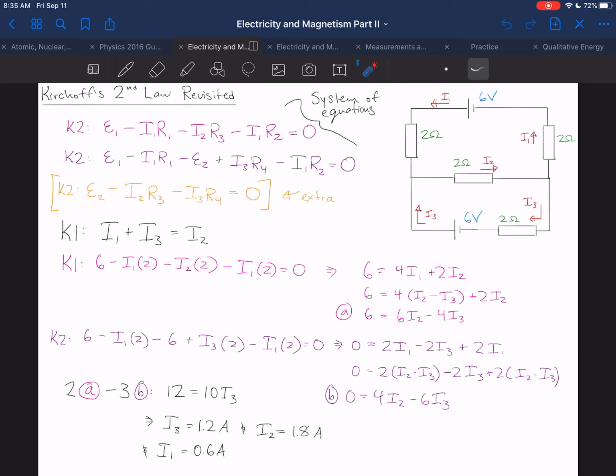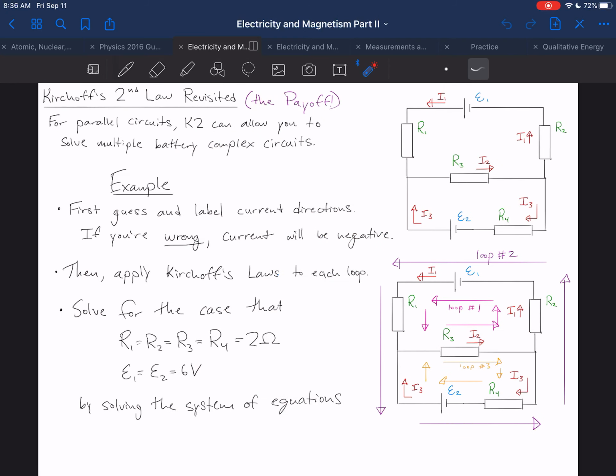So now that we have these equations, and this is really what you need to be able to do for the IB, they will ask you for this set of equations. Kirchhoff's second law is applied to different loops in the circuit. Then you plug in our values. We're told to solve for the case that R1, R2, R3, and R4 are all 2 ohms, and EMF1 equals EMF2 equals 6 volts.